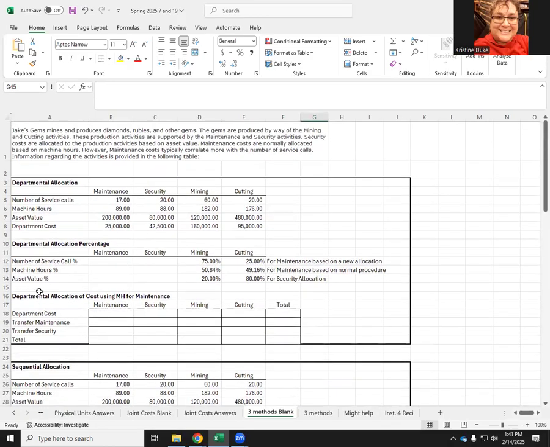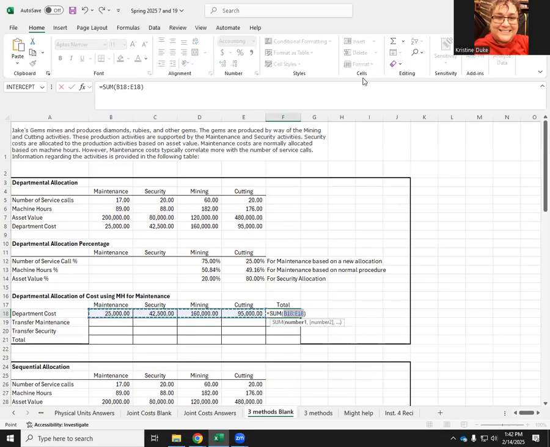So in here, the first thing I'm going to do is find my department costs. That's 25,000. Security is 42,500, 160, and 95,000. Okay, just because I'm anal, we're going to do my total. You'll see why in just a second. Now I need to figure out what I need to transfer for my maintenance. Now this is just departmental. I'm going to take these two joint cost departments and move them straight over to mining and cutting. So I'm going to transfer my maintenance.